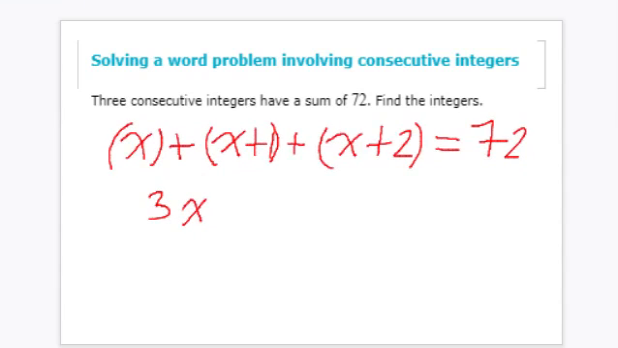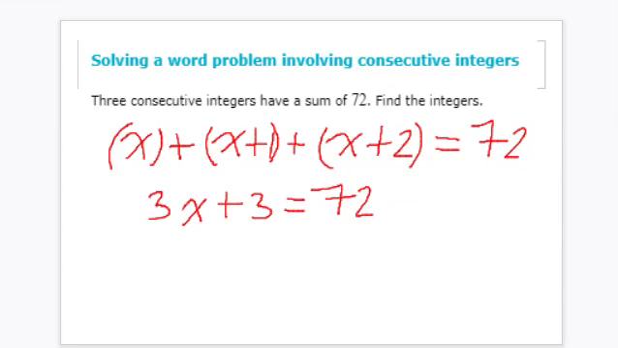And then I see I have one constant here, and I have two constants here, so I can combine those as well and say I have 3x plus 3, which is equal to 72. And now I can solve for them.